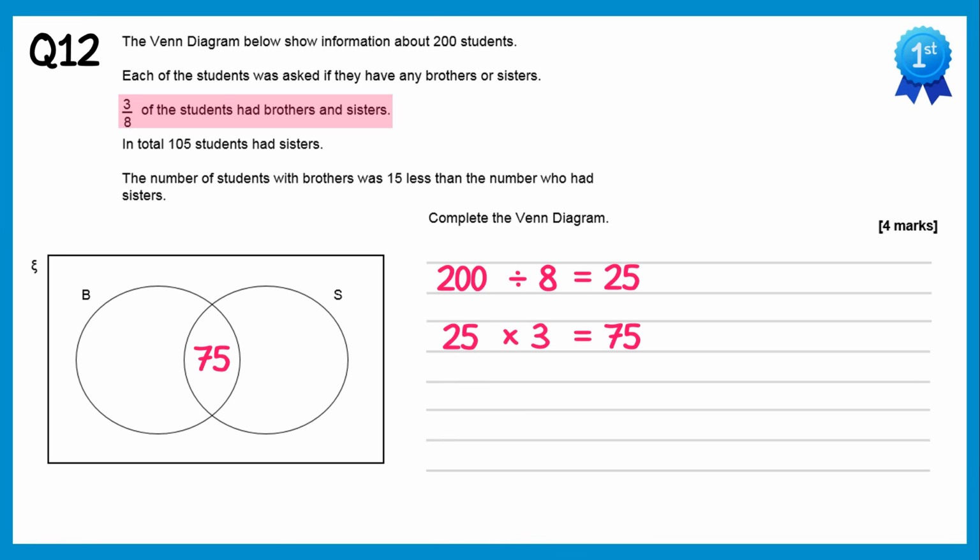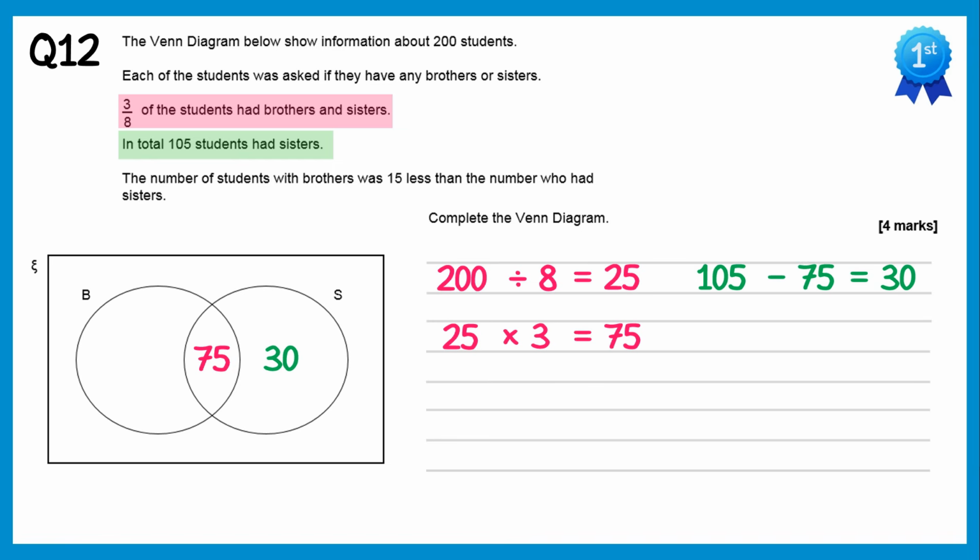We can then look at where it says, in total, 105 students had sisters. The circle representing sisters is marked here in green, so this circle must add up to 105. Now there's already a 75 in there, so if we do 105 take 75, we get 30, so this missing part must be 30.